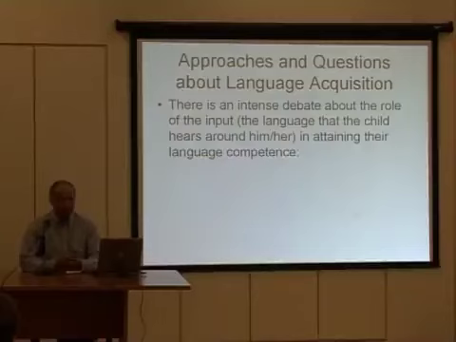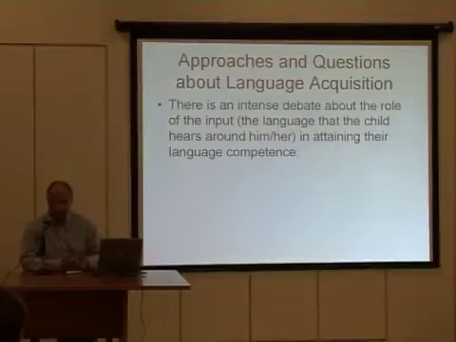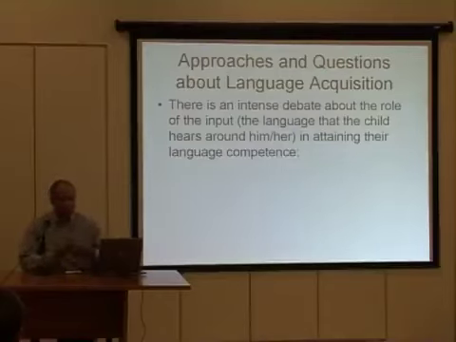Because when you look at languages, they are different, unlike other cognitive abilities. The memory system, the visual system, they are uniform across the human species. But when you look at languages, you find Arabic is different from Swahili, which is different from Navajo, which is different from Japanese or Korean or Pidgin languages or things like that. So it seems that the environment plays a role in language acquisition.